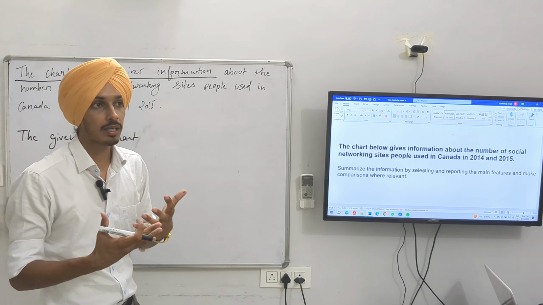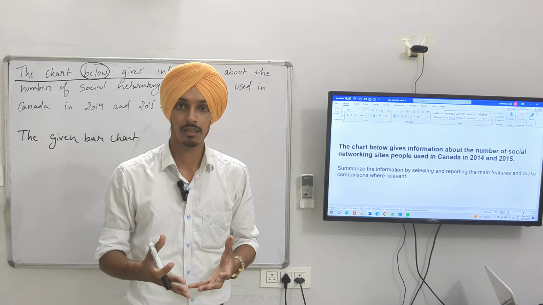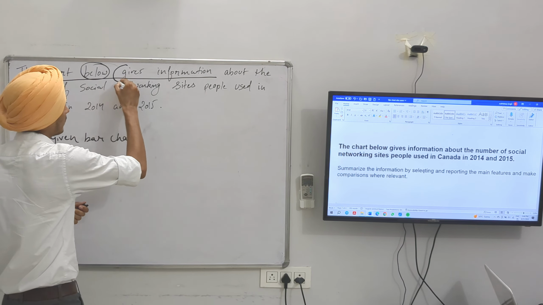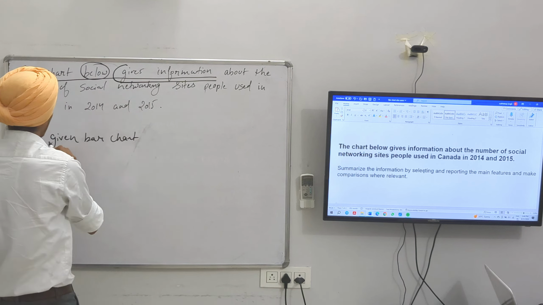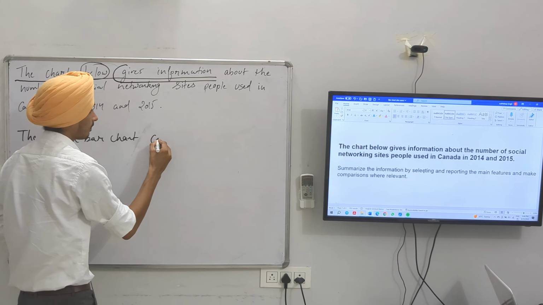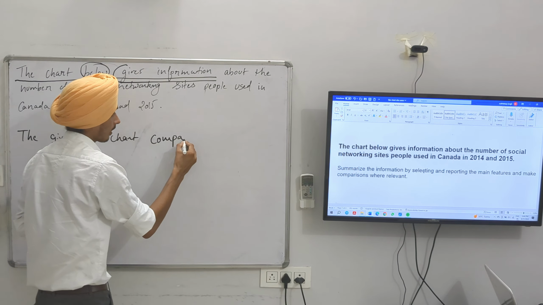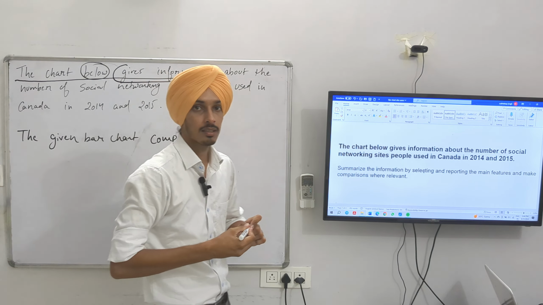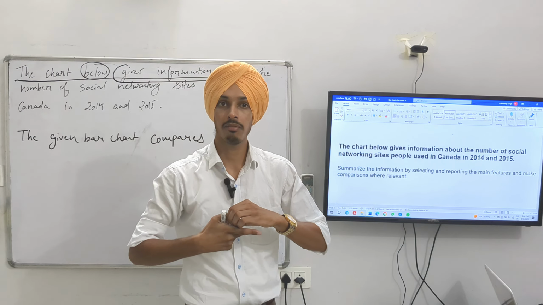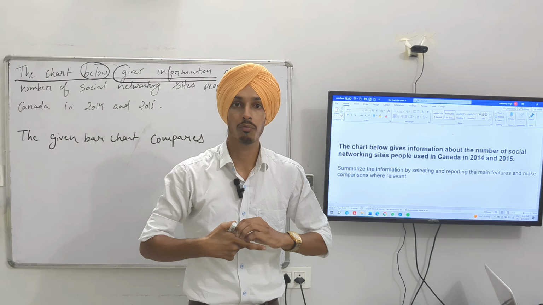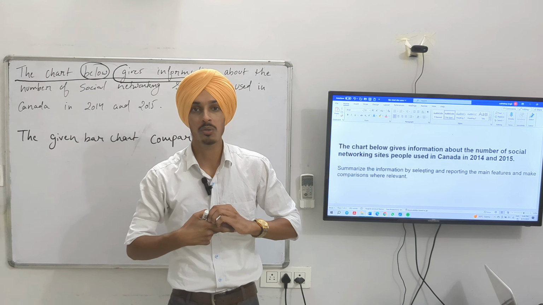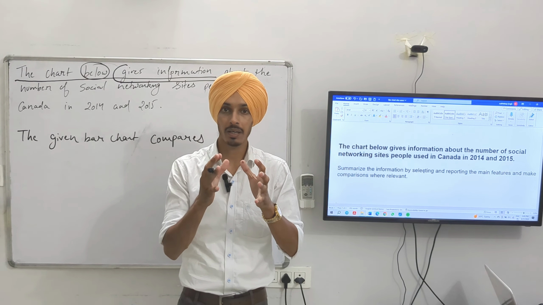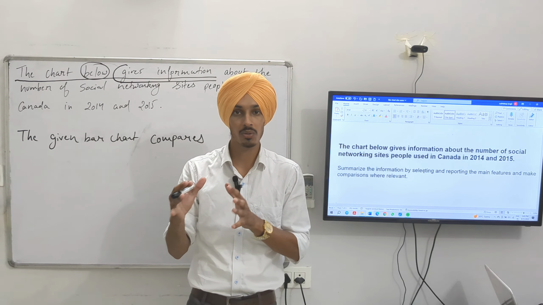But I think the better word to use is "compares" simply. I am going to write that instead of this. The given bar chart compares. In this chart, we have given a bar chart in which it compares the percentage of people of Canada who are using various number of sites in two different years. So it's comparing the percentage of people using different sites.